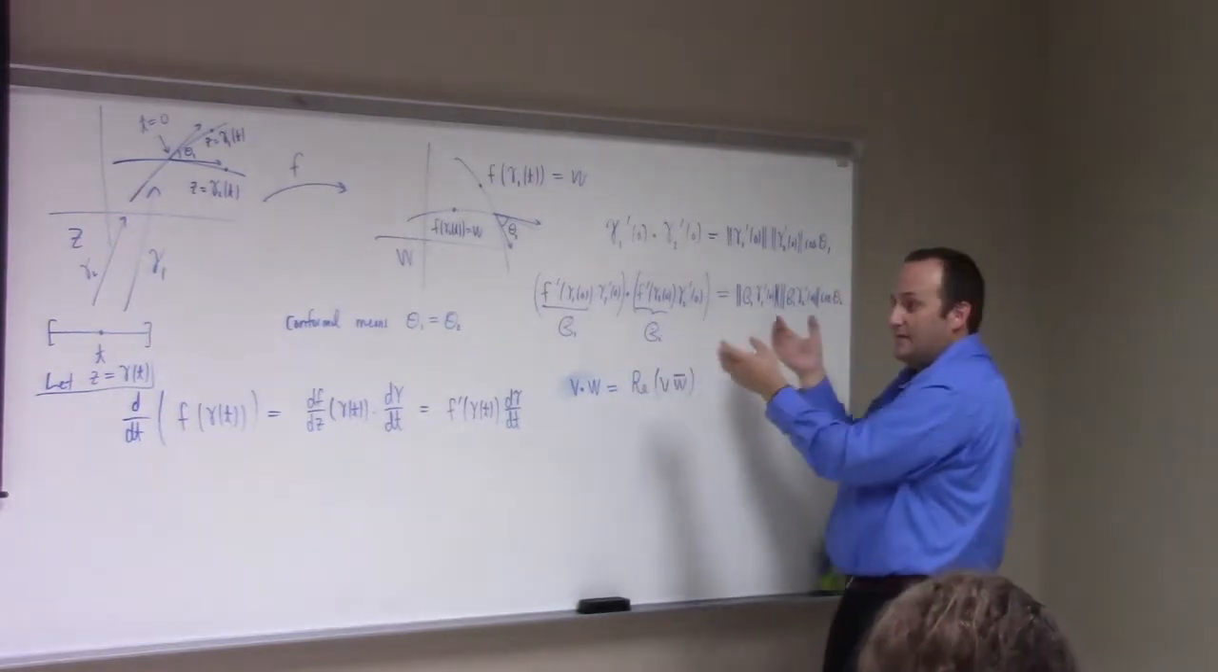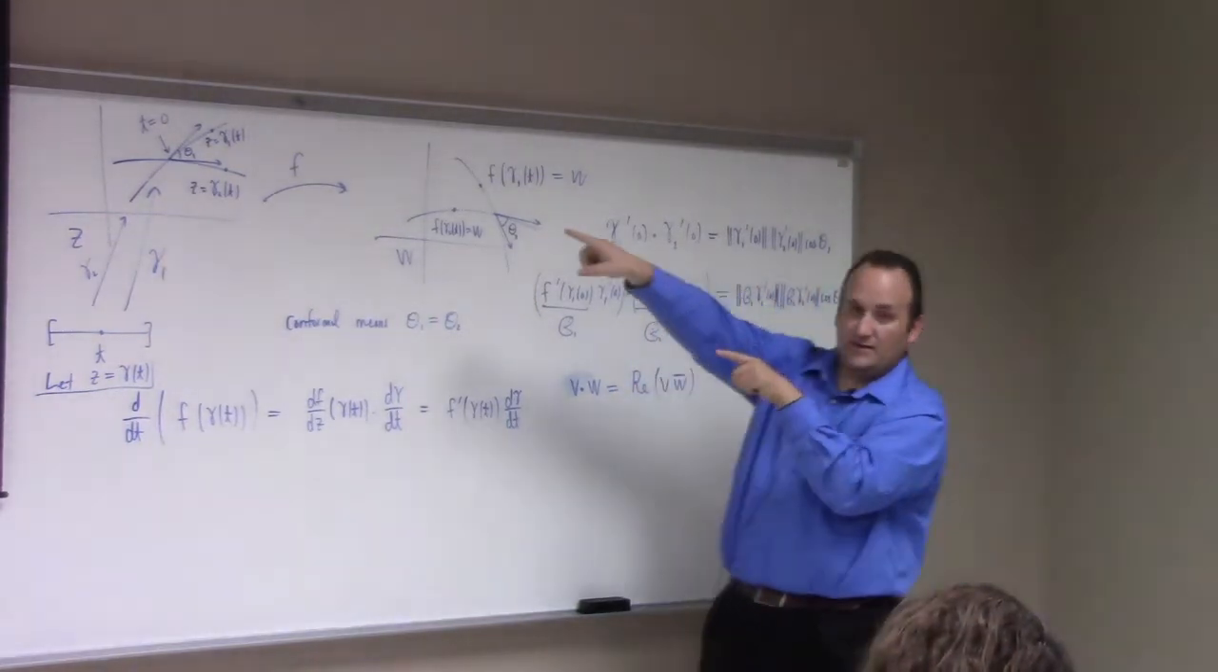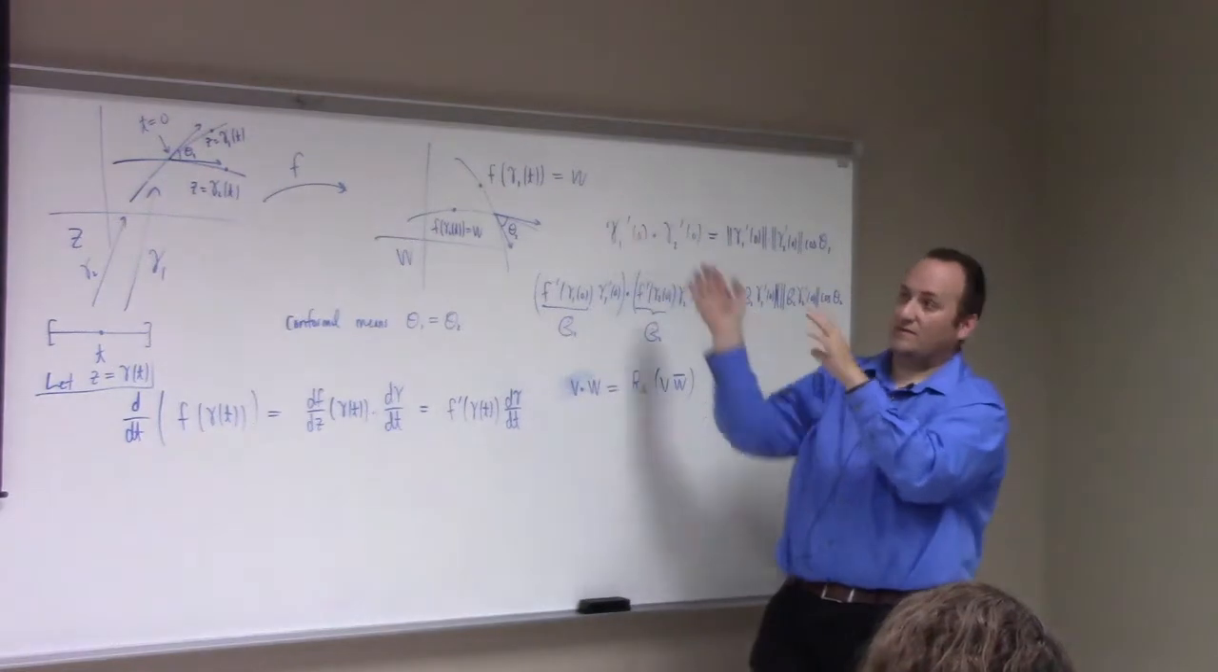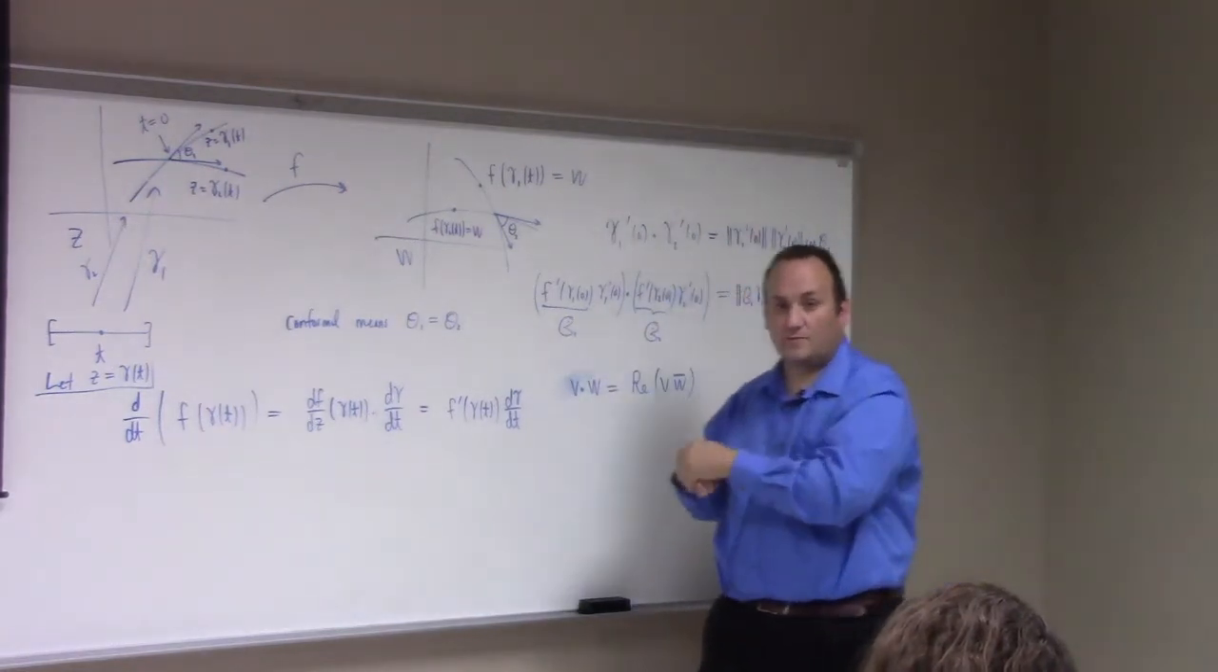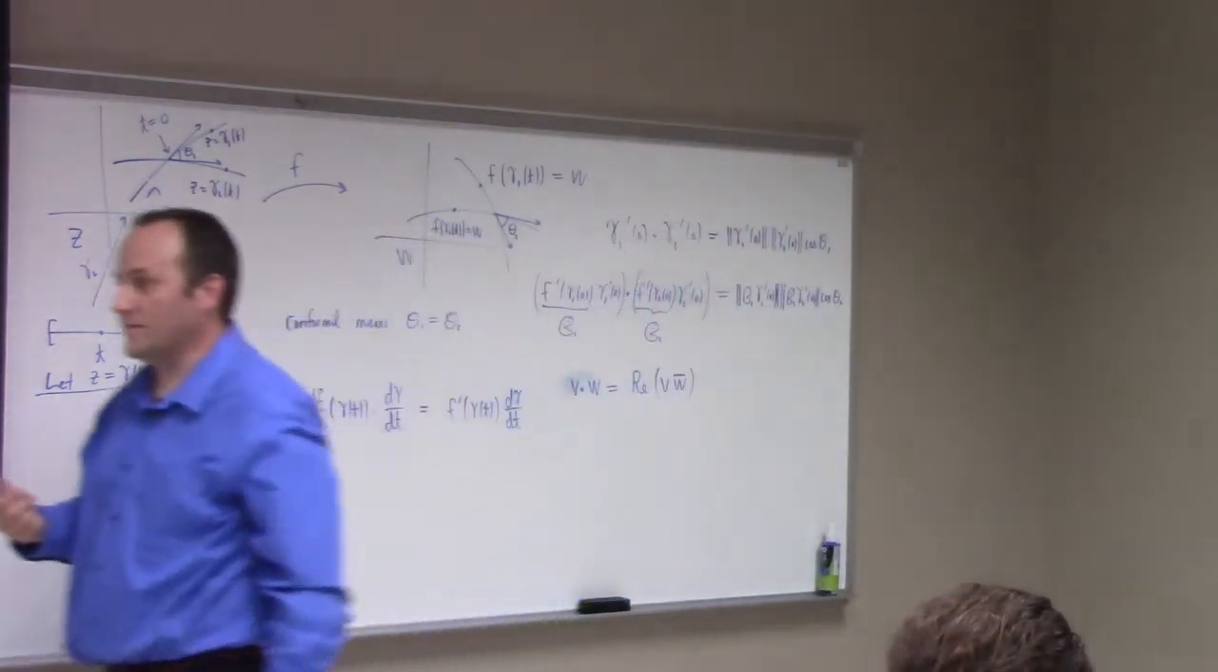And consequently, we get that the angle between two intersecting paths for a complex function is the same before and after the map. That's the conformal property of a complex differentiable function.